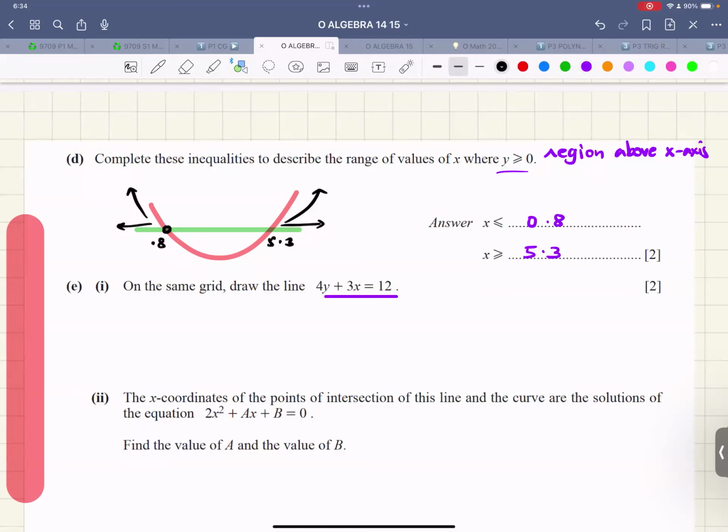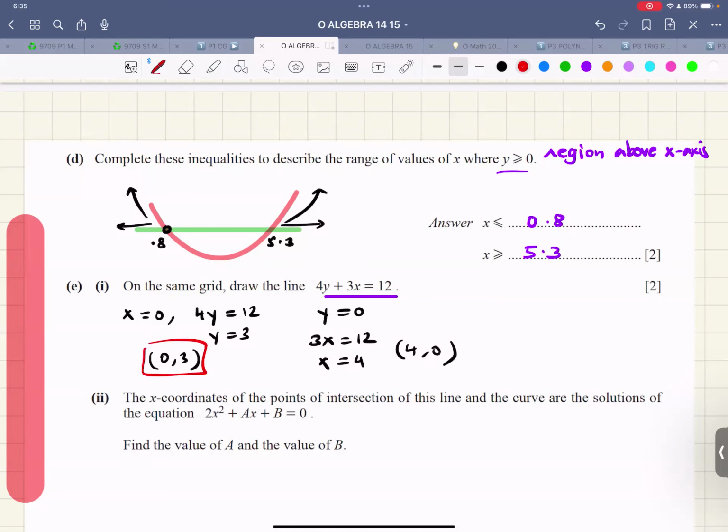We can draw this line by saying, let me make x is equals to 0. So therefore, 4y is equals to 12. Y comes out to be 3. So (0, 3) is a point. Similarly, y is equals to 0. Therefore, 3x is equals to 12. X is equals to 4. So (4, 0) is another point. So mark these 2 points, (0, 3) and (4, 0), on the grid.